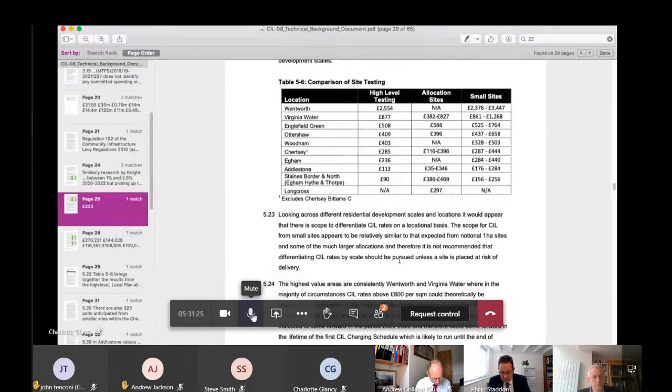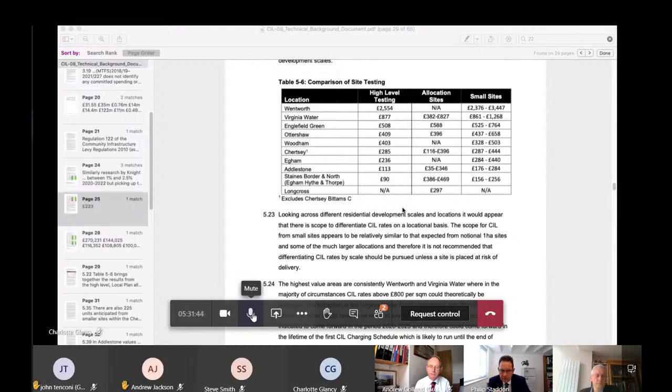Okay, so what I'm picking up there is that the housing market sub-areas were a starting point, and then is it fair to say there's been a refinement of those in the light of allocations and updated evidence?